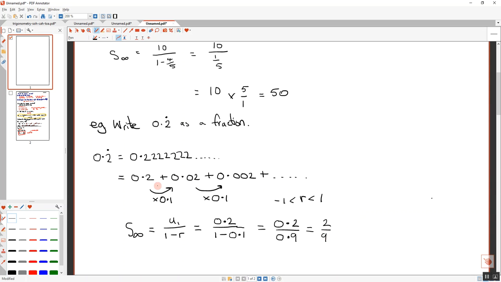Okay, so what we said here is the sum of all these terms is equal to 2 over 9, yep? The sum of all these terms is the same as this. It's just a different way that we wrote it out. So, 0.2 recurring is the same as 2 ninths. Okay, isn't that quite nice? I think that's quite nice.